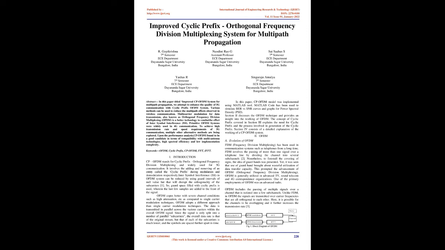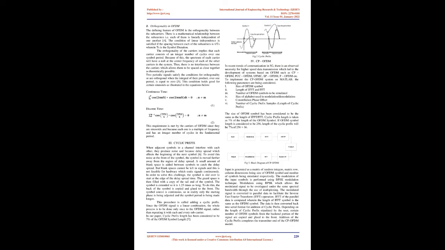MATLAB code has been used to simulate BER versus SNR curves and graphs for power spectral density, PSD. Section 2 discusses the OFDM technique and provides an insight into the working of OFDM. The concept of cyclic prefix covered in Section 3 explains the need for the cyclic prefix and the process involved in generation of the cyclic prefix. Section 4 consists of a detailed explanation of the working of a CP-OFDM system.